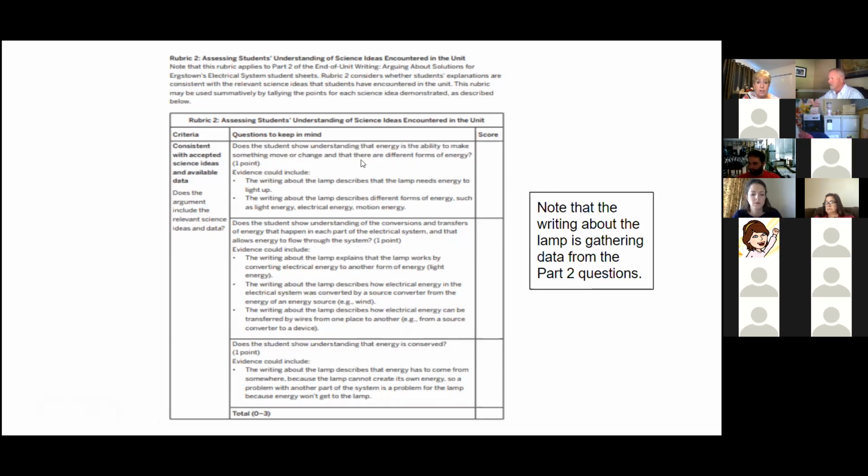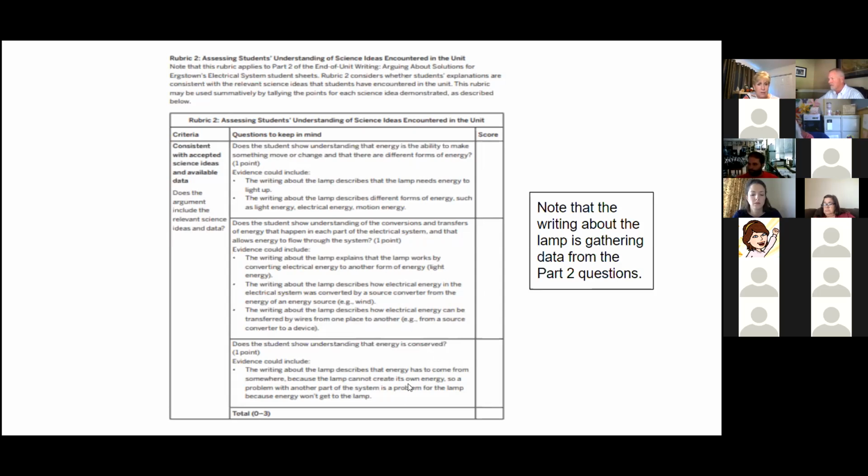You're looking for specific ideas in their short answers. Do they show an understanding that energy is the ability to make something move or change and that there are different forms of energy? If they do, then you can give them a point here. If they don't, you just give them a 0. Does the student show understanding of the conversions and transfers of energy that happen, and that talk about energy flowing through the system? They either get a point or they don't get a point.